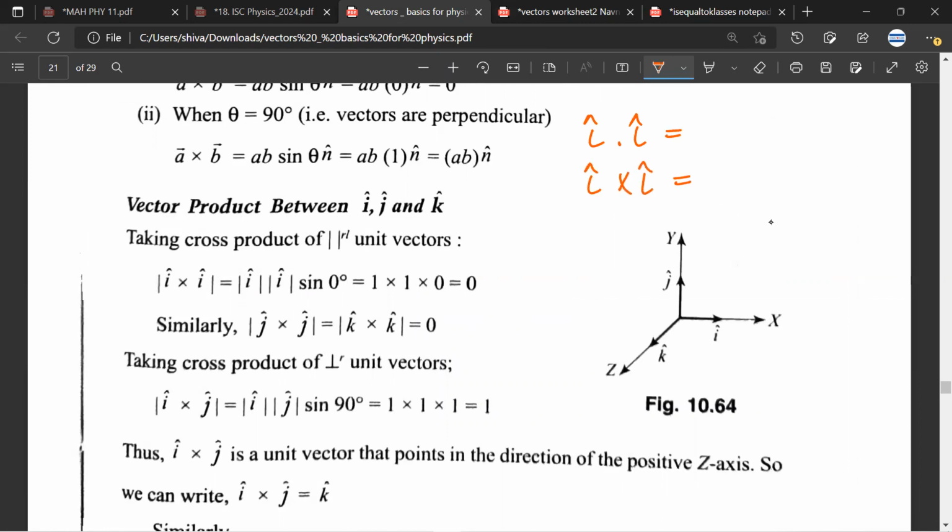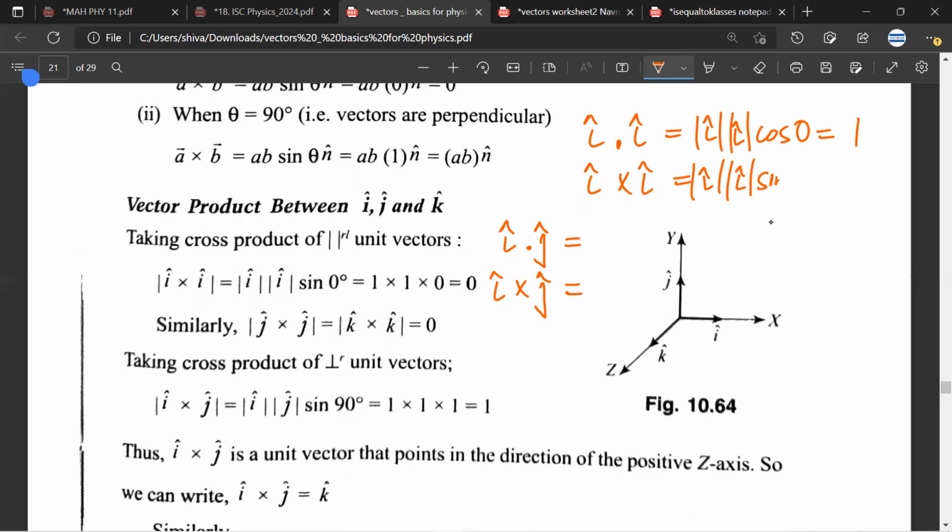If I have unit vectors, this would become a bit interesting. If there is a dot product of two same unit vectors, this would be equal to magnitude of i times magnitude of i times cos of 0. This is 1, this is 1, this is 1. So the answer is 1. Am I clear? Yeah. But if I'm doing i cross i, then the interesting thing happens: there is a sine 0, and sine 0 is 0, therefore this becomes 0. Do you see that? Yes.